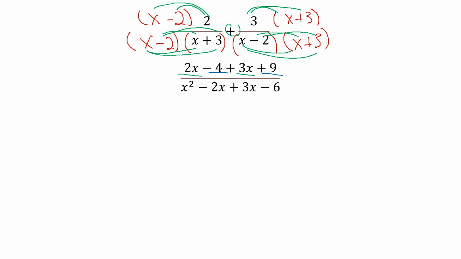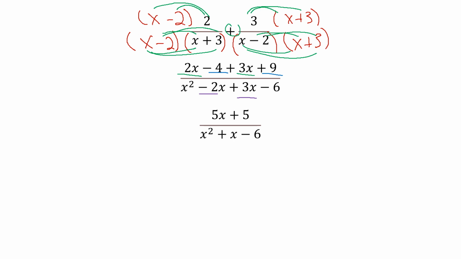On the bottom, I don't have any whole numbers, I don't have any x squareds, but I do have x's. I'm going to add my like terms. So 2x plus 3x on the top, negative 4 plus 9 on the bottom. So 2x plus 3x is 5x, negative 4 plus 9 is 5.